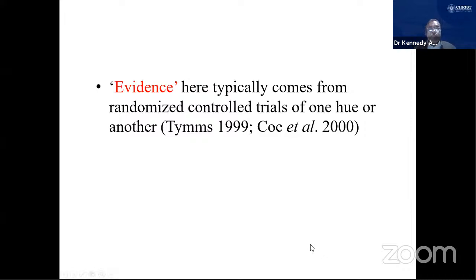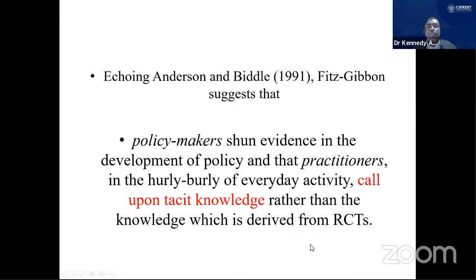So therefore, I'm leaning on Anderson and Biddle. Today what happens is that policymakers shun evidence in the development of policy, and practitioners in their busy everyday activity call upon tacit knowledge rather than knowledge derived from randomized controlled trials. So policymakers make decisions and expect everybody to follow without appropriate evidence as far as research is concerned. So research has to be evidence-based. That's the point I'm trying to make.